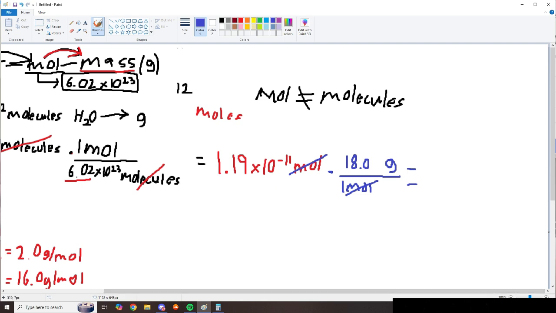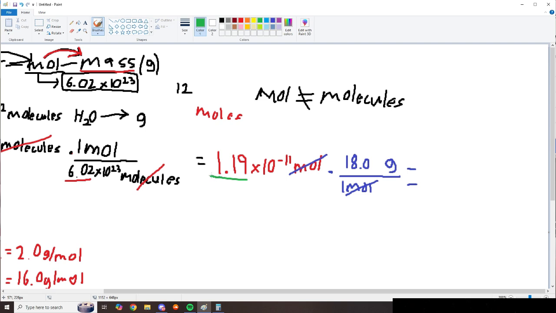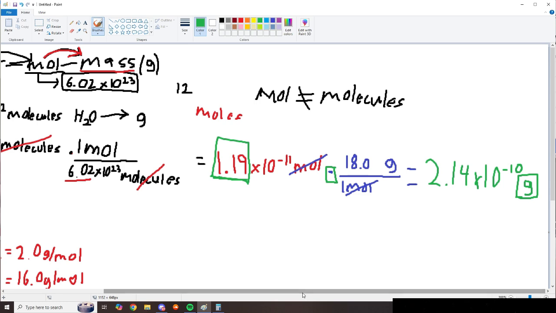Thing is though, sig figs are the most important part of all this. Since we are in chemistry, we have to round it to 3 sig figs, because that is the lowest number of sig figs that we are starting with, and we're just doing multiplication. So we are going to do 2.14 times 10 to the negative 10 grams. Very important you keep the units. It's easy to get lost.